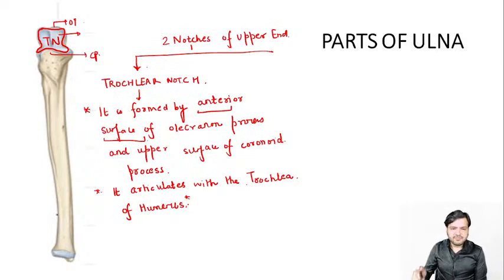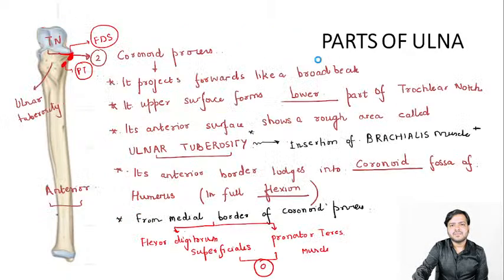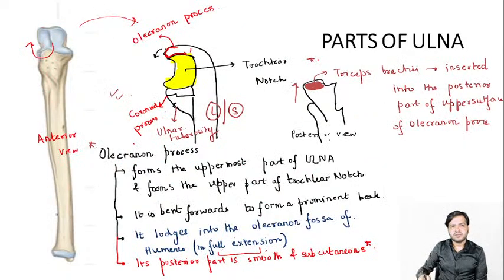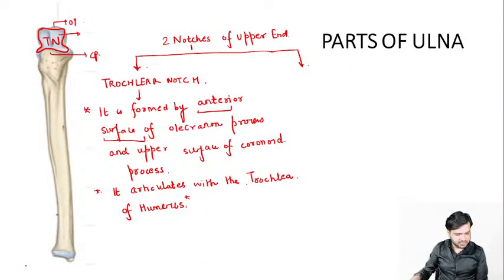Apart from that, this was about the trochlear notch, and now if we focus on the radial notch, guys, you can very well see over here, just below this coronoid process. Okay, this trochlear notch. I'll draw it for you guys over here.